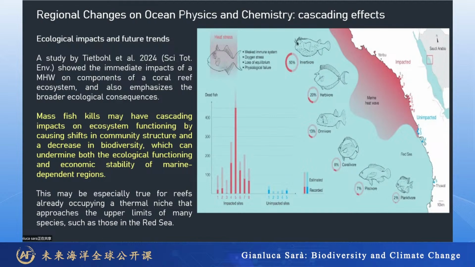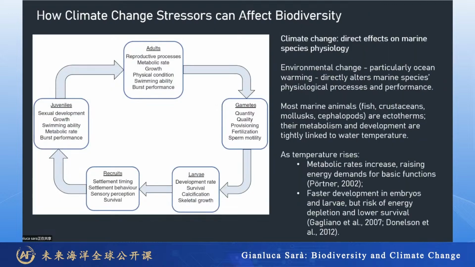And in this case, mass fish kills may have cascading impacts on ecosystem functioning by causing shifts in community structure and a decrease in biodiversity, which can reduce the ecological functioning and the economic stability of marine-dependent regions. This study is from the Red Sea, but there are a lot of different kinds of examples around the world now. Okay.